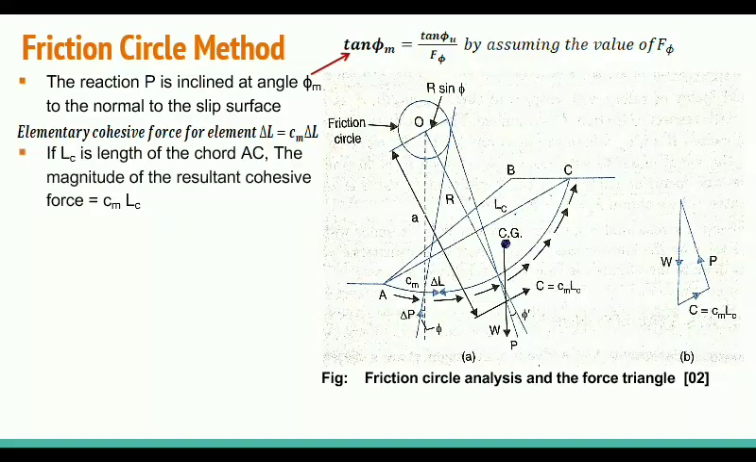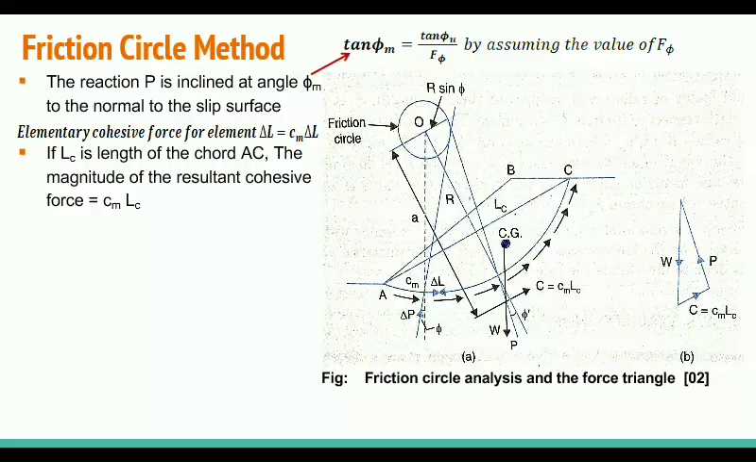Now you will see that for every element, the direction of this cohesive force is varying, because the AC slip surface is a curved surface. AC slip surface is a curve, that is, an arc of a circle. It means at every point, for every element, this direction is changing. And suppose the reaction at that element is delta P. That delta P will also make an angle phi m with the normal of the slip surface, and that direction is also variable.